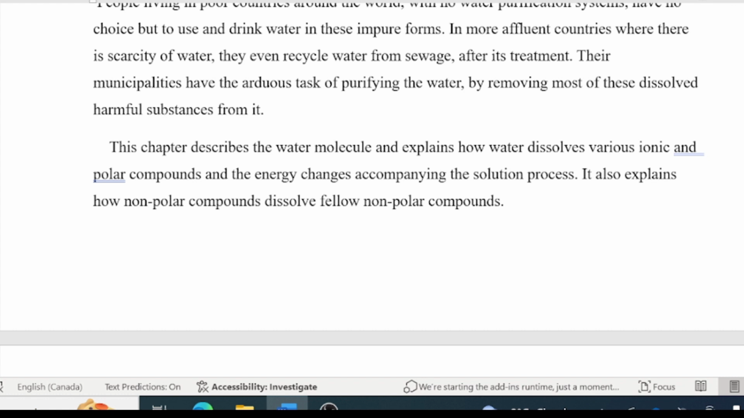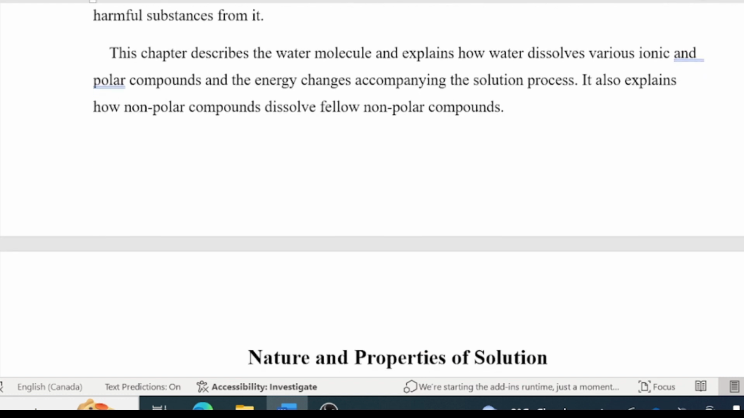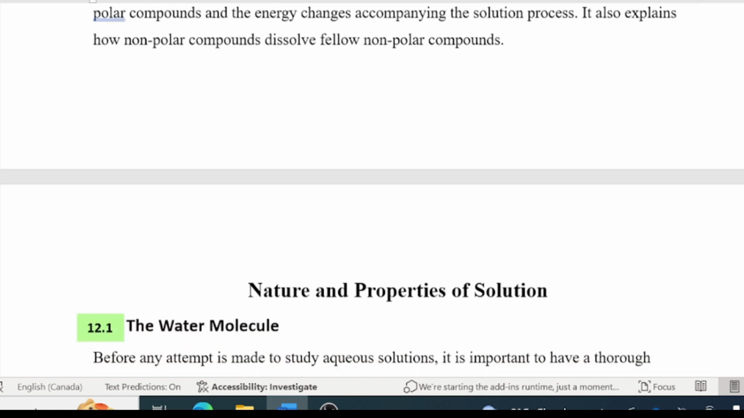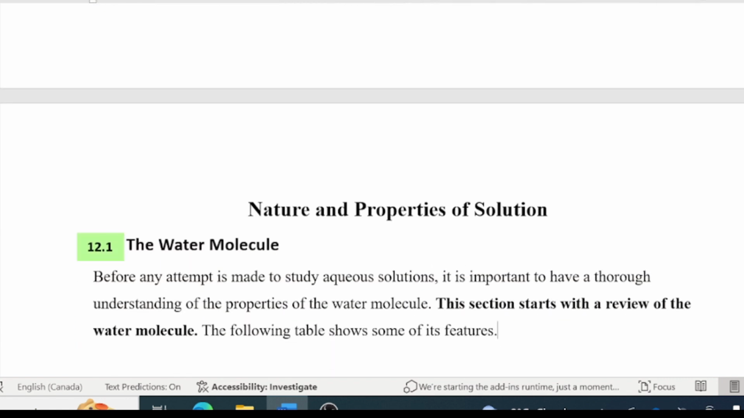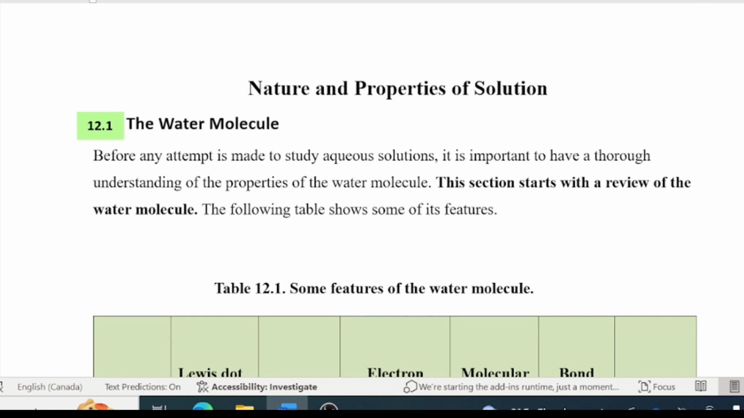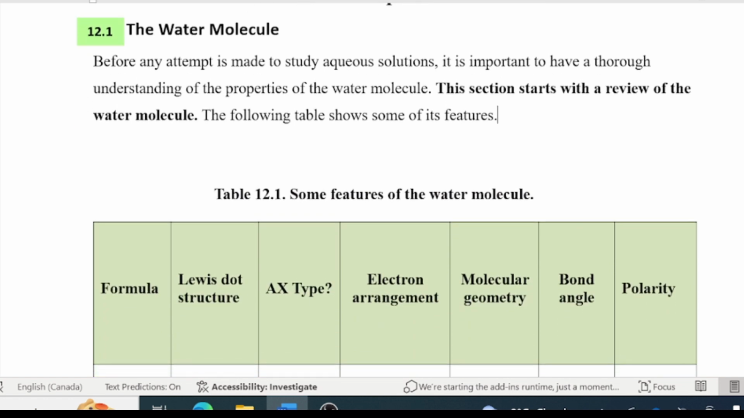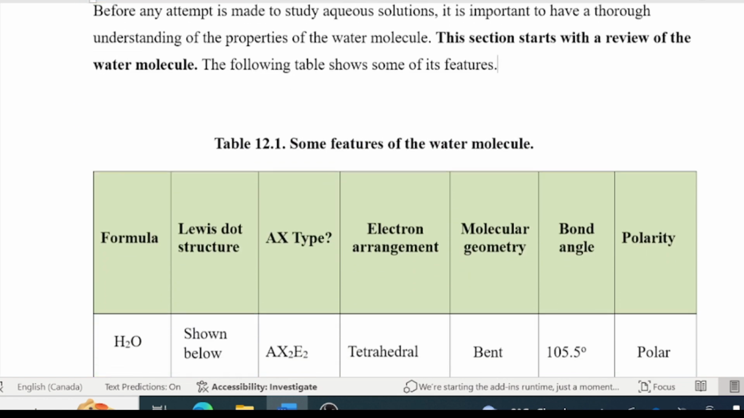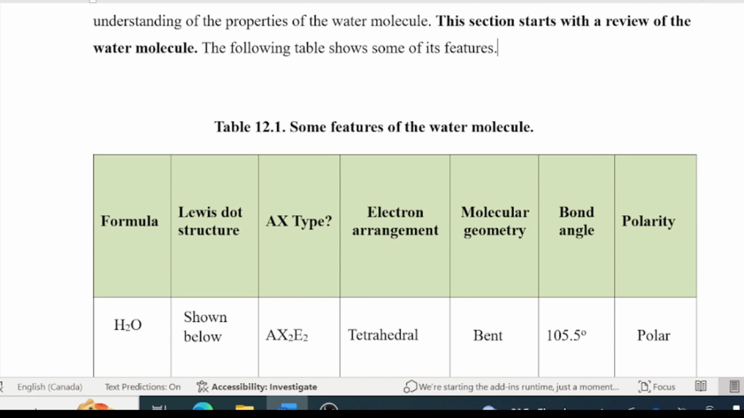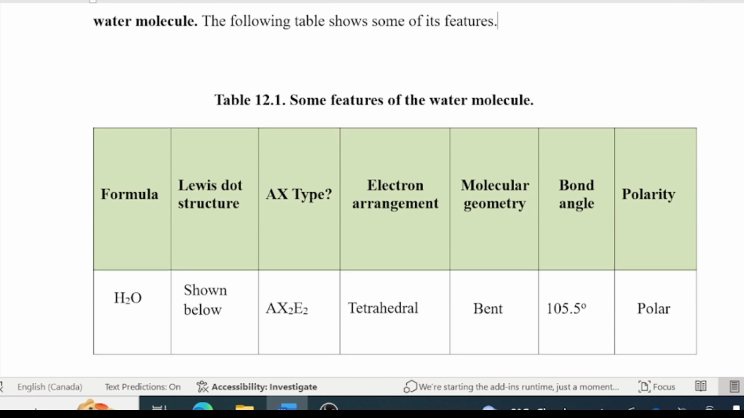This chapter describes the water molecule and explains how water dissolves various ionic and polar compounds and the energy changes accompanying the solution process. It also explains how nonpolar compounds dissolve fellow nonpolar compounds. So first of all, before we go further, we need to have a quick review of the water molecule since it plays a crucial role in dissolving different types of substances.